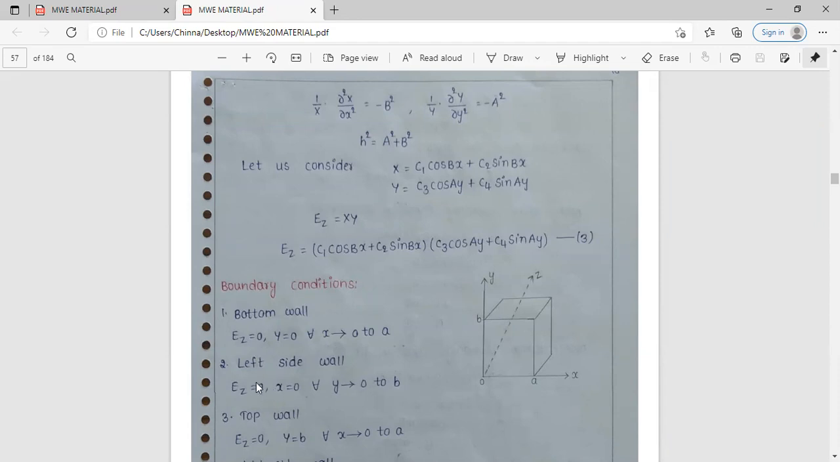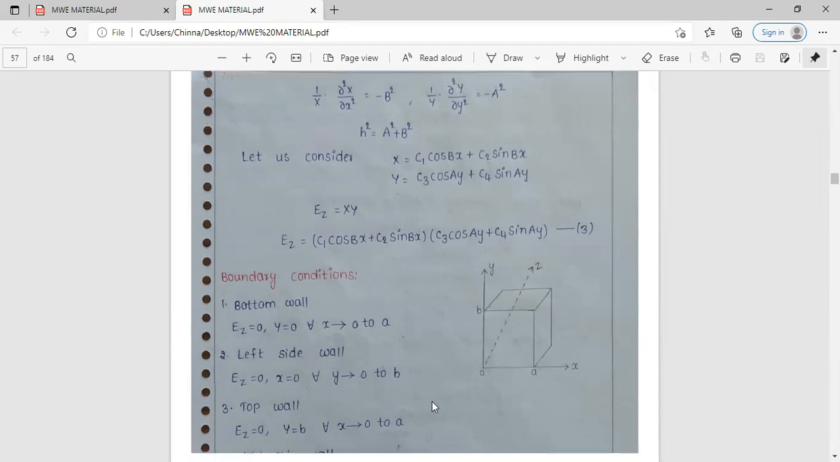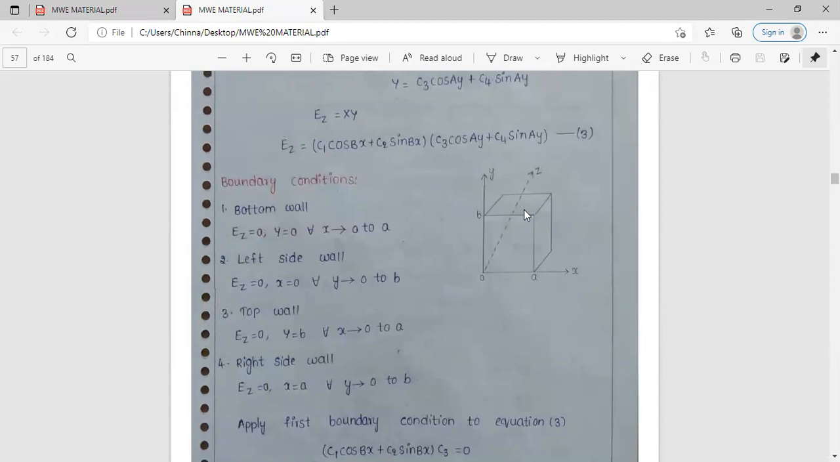For the left side wall, y goes from 0 to b, and here the x term becomes 0, so Ez is equal to 0. And coming to the top wall, this is the top wall.